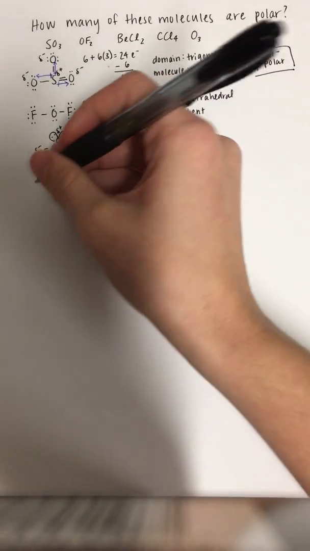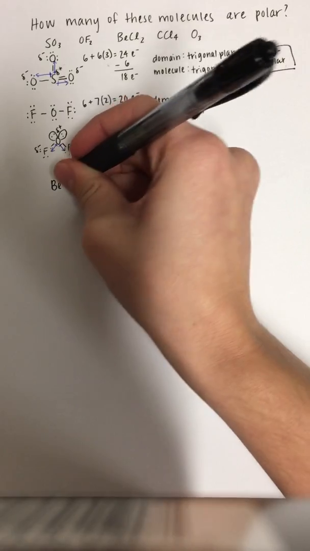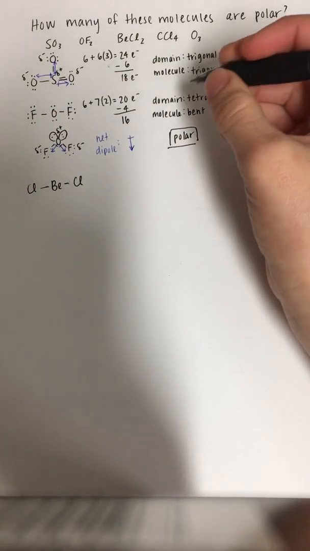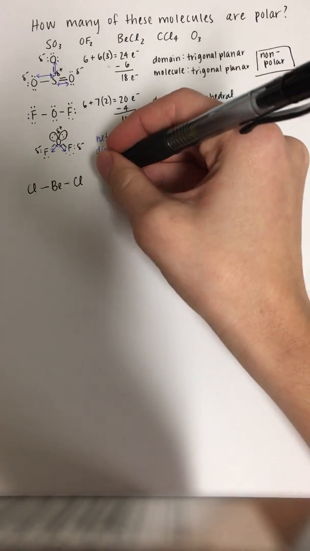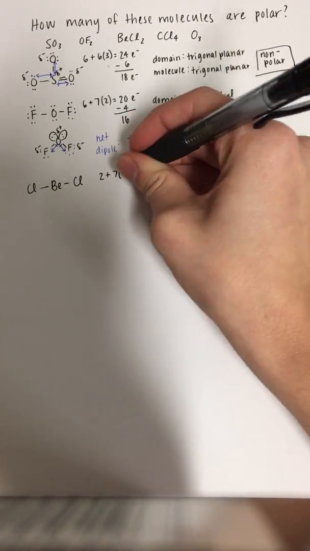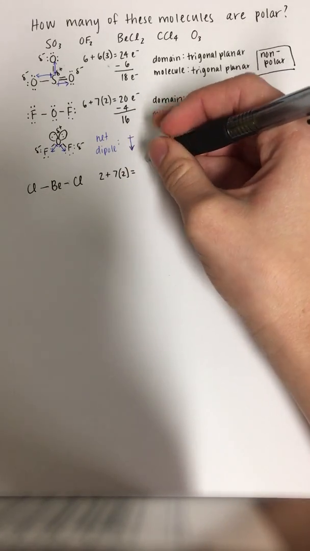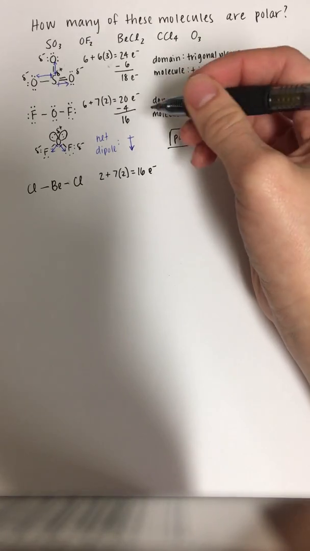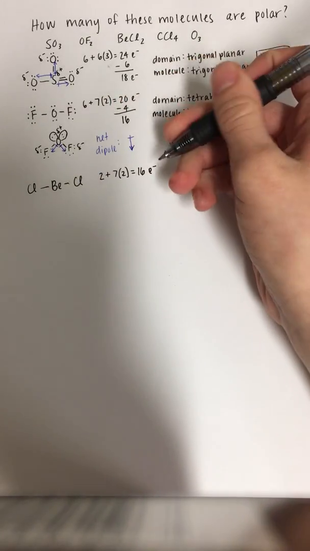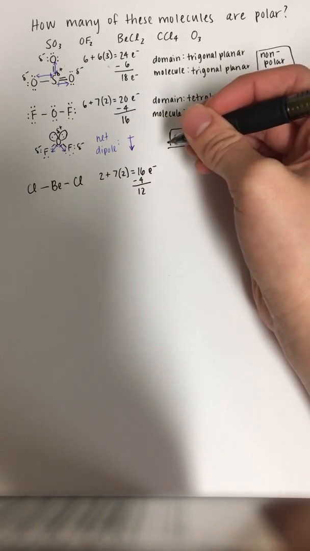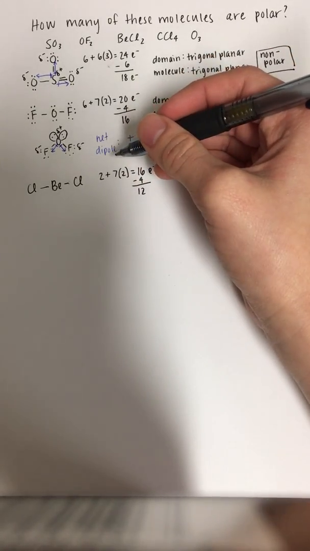So next we're going to do BeCl2. Beryllium is going to go in the center and it's going to bond to the two Cl's. We know that beryllium has 2 valence electrons and each chlorine has 7, which is going to give us a total of 16 valence electrons. We can subtract 2, 4 from the bonding pairs to give us 12 electrons that are going to go on the outside of the chlorine atoms.